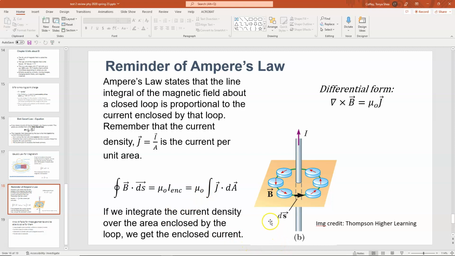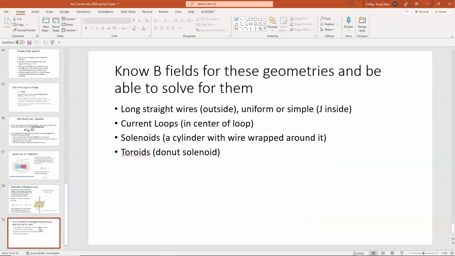So what you do with this, especially the integral form, is you can solve for what the magnitude of the magnetic field is due to symmetric current distributions, like really long wires, solenoids, toroids, things like that, okay? So you should just go ahead and make sure that you're super familiar with the magnetic fields for long straight wires, both inside and outside, okay? Current loops in the center of the loop, solenoids, which is a cylinder with a wire wrapped around it, and toroids, which is a donut solenoid. Okay, make sure that you know how to do those.